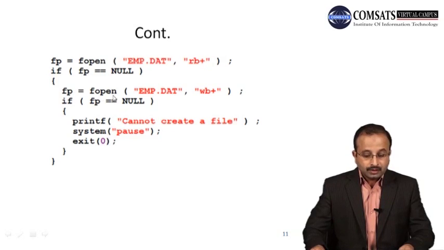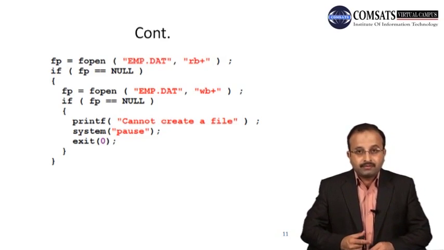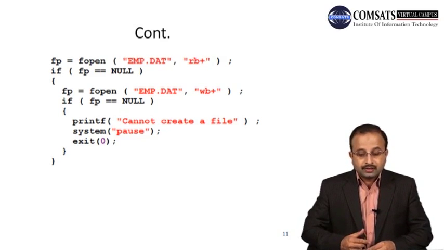Then you open the file in WB plus mode, then it will create a new file whose name is emp.dat for reading and writing purpose, and then you're checking again. If it is null, then you can display the message cannot create a file. So every time you run the program, it first tries to open the file in RB plus mode. If it is unsuccessful to open the file in RB plus mode, then it opens the file in WB plus mode.